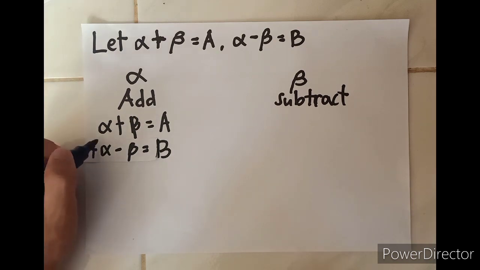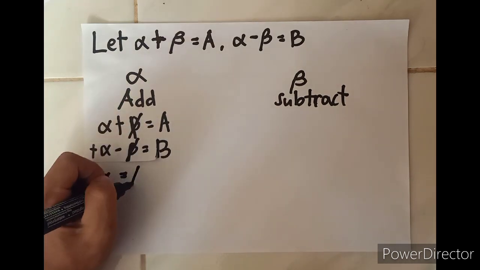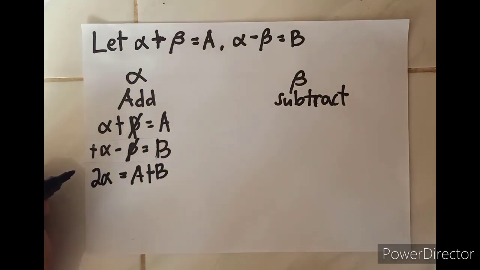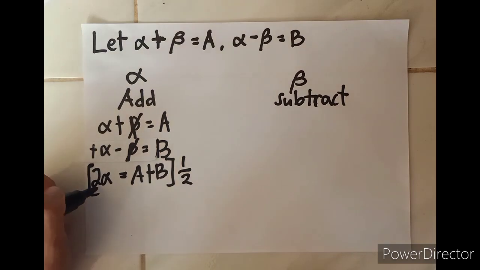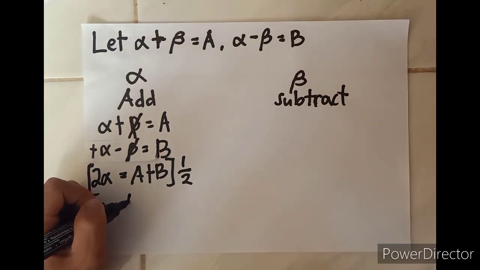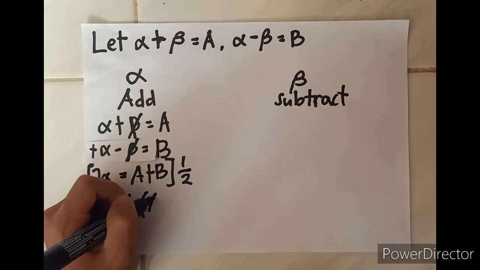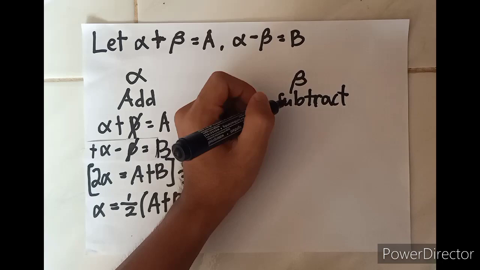Now we're going to add them. Alpha plus alpha equals 2 alpha. Beta minus beta equals 0. Then A plus B. Our goal is to find alpha, so these two must be removed. Then let's multiply both sides by 1/2. And now our alpha is 1/2 times A plus B. And now let's move on.